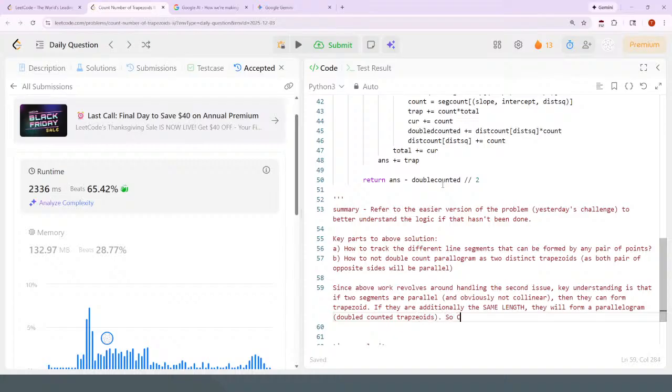So the code needs to keep track of segments by slope of the segment, the intercept, to differentiate collinear and non-collinear segments, and distance or length of a segment, distance between points.